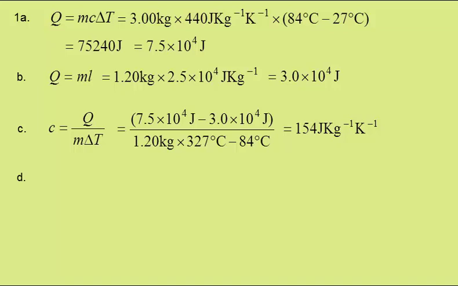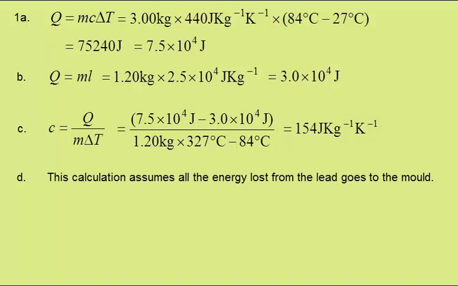In D, we need to state one reason why the answer to part C is only an approximation. Well, this calculation assumes all the energy lost from the lead goes to the mould. Some of the energy will be lost to the surroundings.